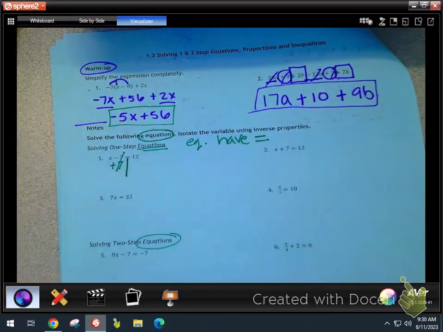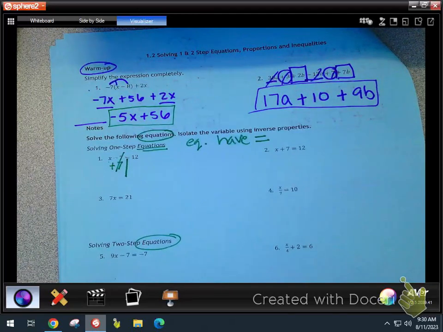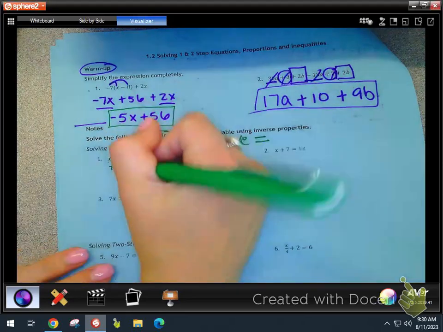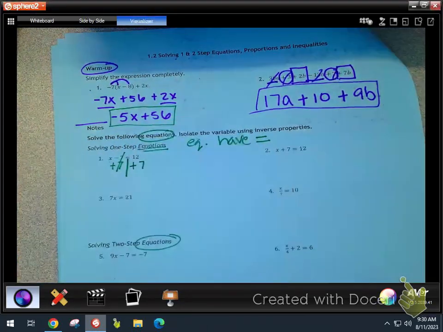But this is an equation, so we got to keep balance. So if I do a plus 7 over here, what do I got to do over here? I got a plus 7 on both sides. So that's a big deal, you guys. You always have to do the inverse operation to both sides.